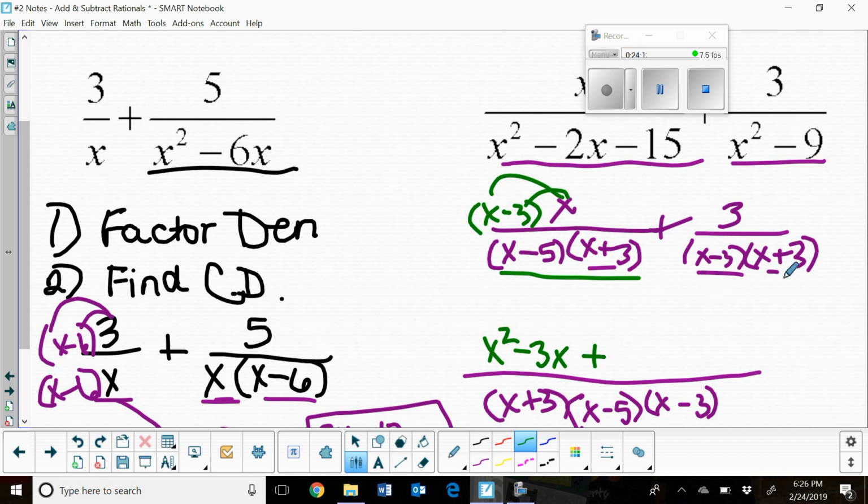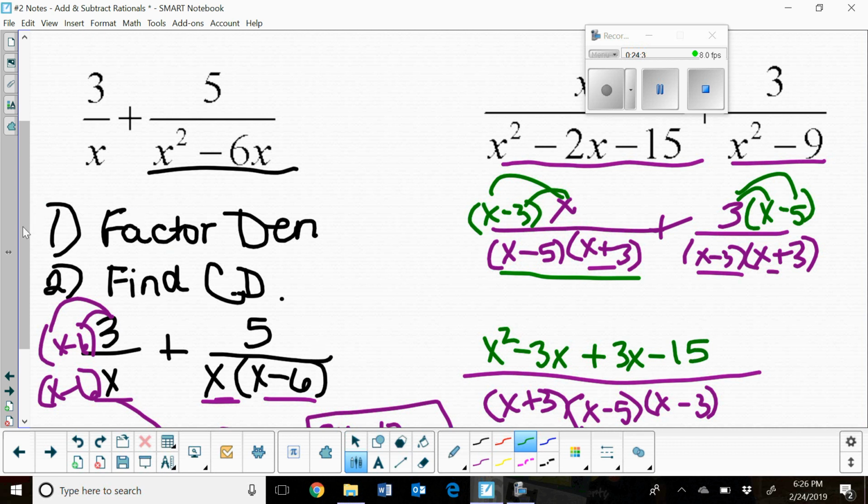what's my second term missing? Well, I have an x minus 3, x plus 3. I'm missing the x minus 5. So I'm going to multiply this one by x minus 5, distribute, and bring it down. So that's going to give me 3x minus 15.